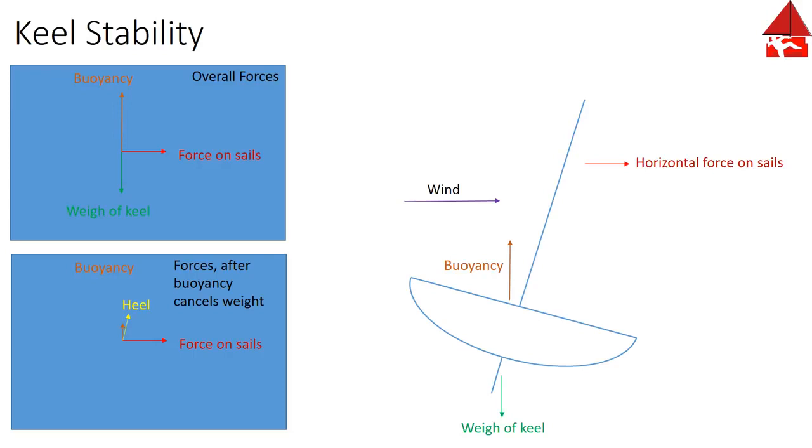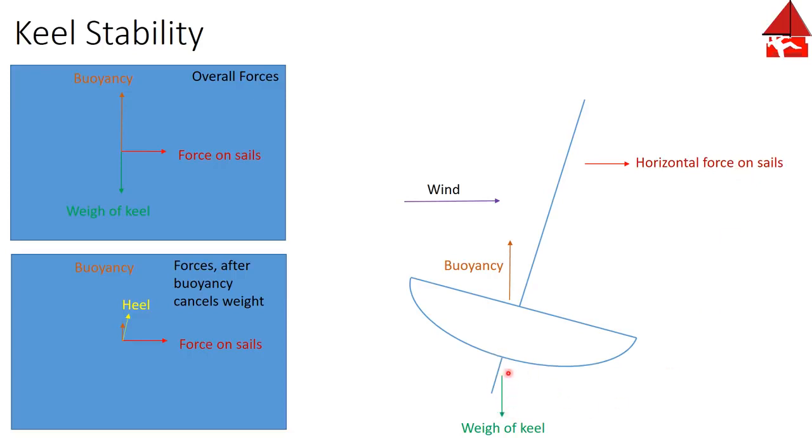The keel being weighted acts against the buoyancy and pulls the boat downward. The heavier the keel, the more downward force you're going to have, and the more upright the boat is going to sail. The force of the wind acting upon the sail pushes it horizontally and tries to tip the boat over.